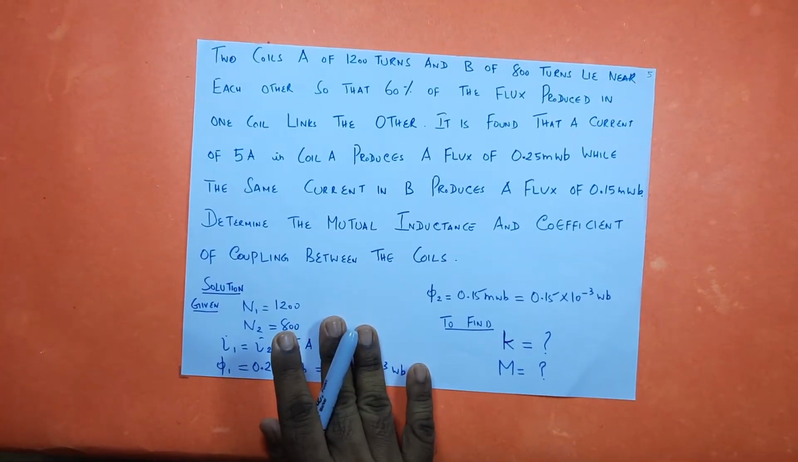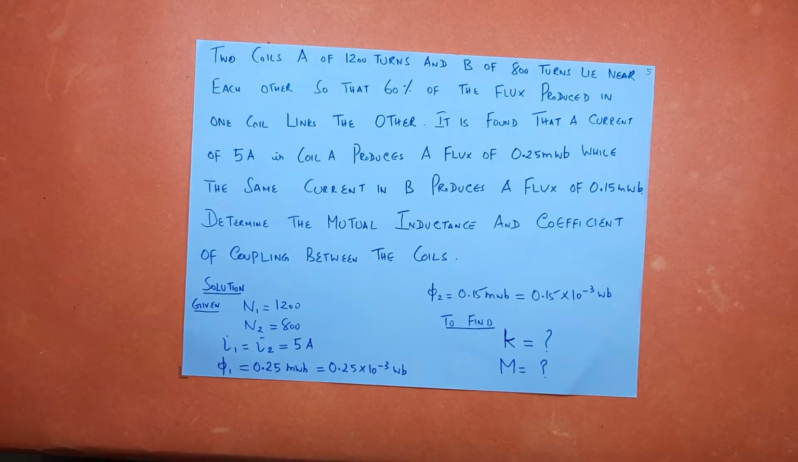So now we shall move to the next problem. Two coils, A of 1200 turns and B of 800 turns, lie near each other so that 60% of the flux produced in one coil links the other.